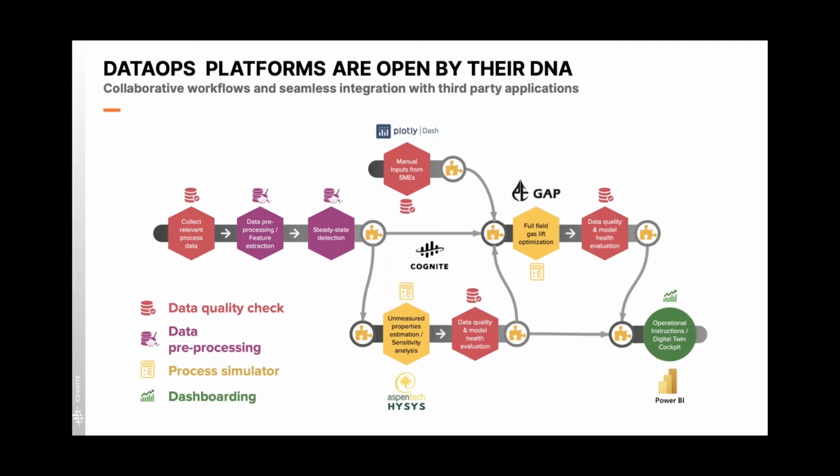So it is really all about seamlessly integrating with third-party applications to deliver richer data work streams. Here's an example of a data work stream where Cognite Data Fusion is used as the industrial DataOps platform to basically enable this workflow of data that involves multiple data quality checks in an automated fashion, multiple stages of data pre-processing, connections to two process simulators in this particular case, and then resulting in operational instructions, dashboarding via, again, a third-party partner application, Power BI from the Azure family, in what goes into a digital twin cockpit.